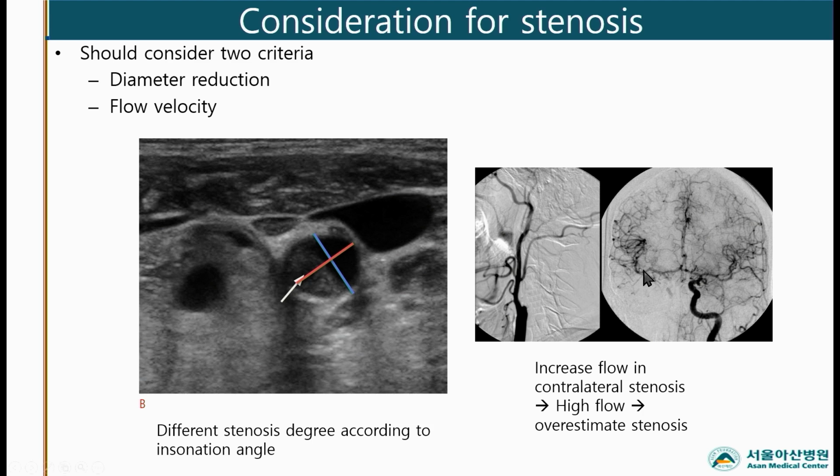However, when you use the flow velocity only, if there is a contralateral stenosis or occlusion, the flow itself is increased to the ipsilateral area. So the stenosis may be overestimated. So using these two criteria together is very important.